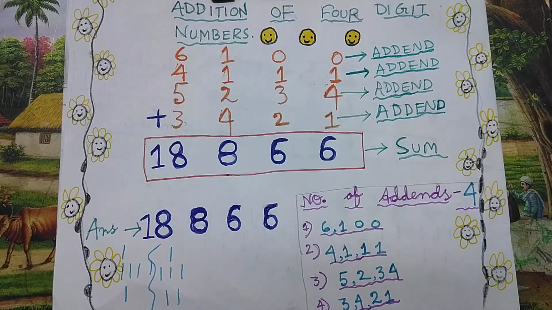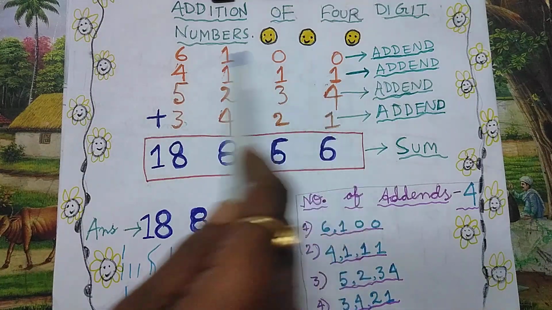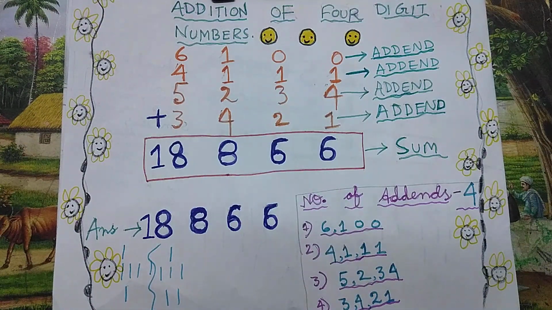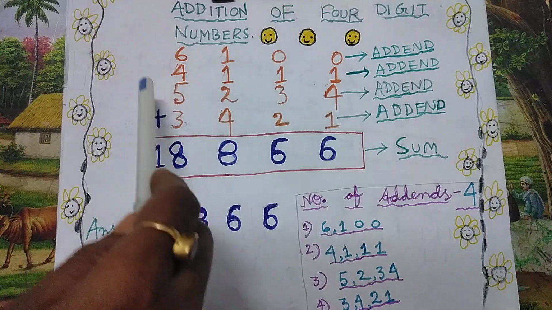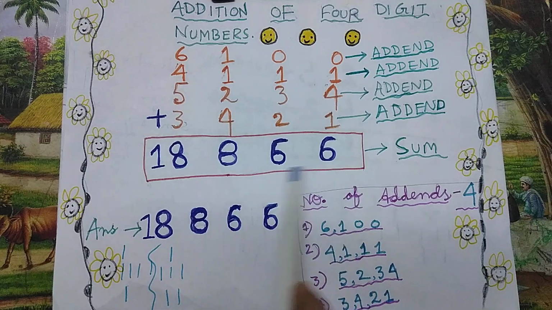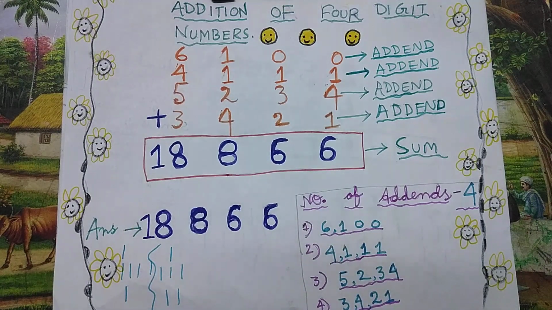Okay. Children, here I have given commas among these numbers, but when you add there will be no comma. You have to remember that. After addition, the result part is called the sum. Now we have to add these numbers. Children, when we add, we will start adding from our right side.